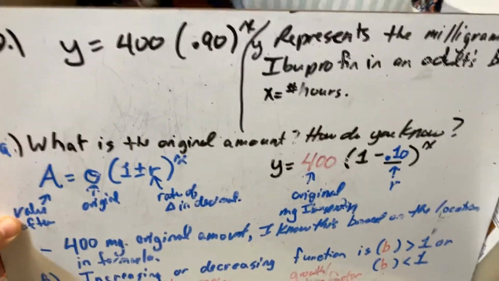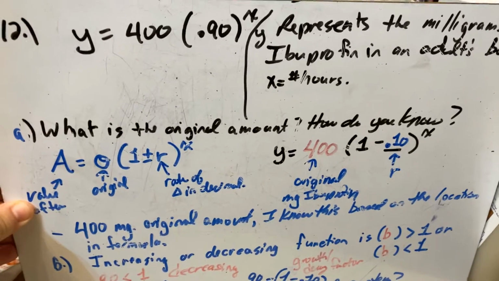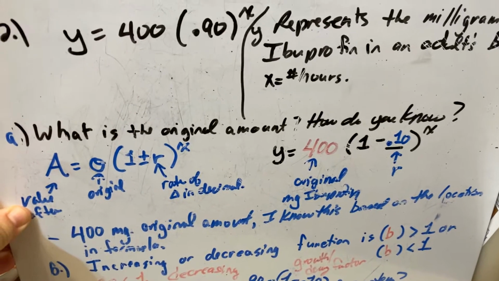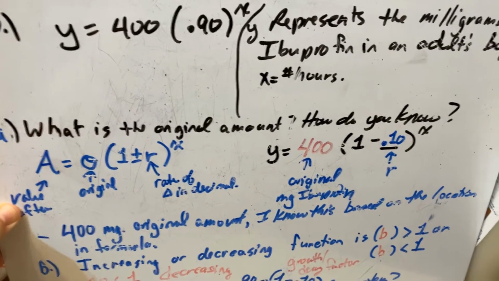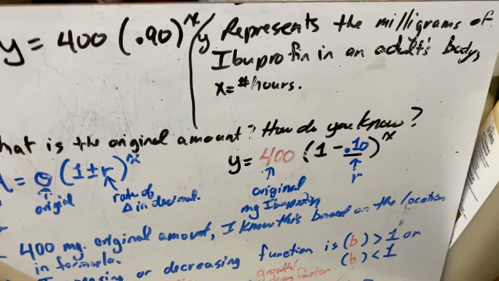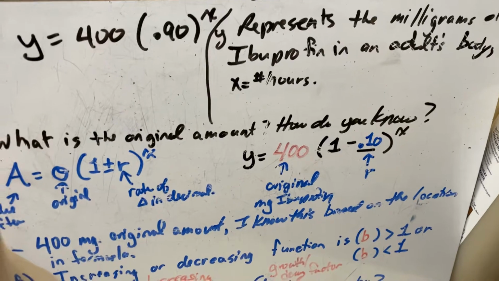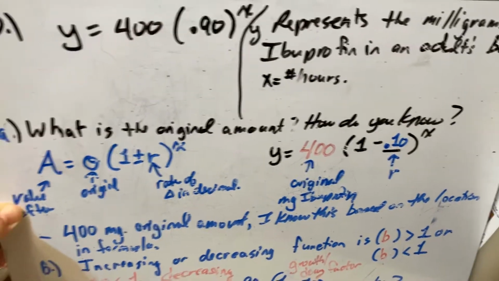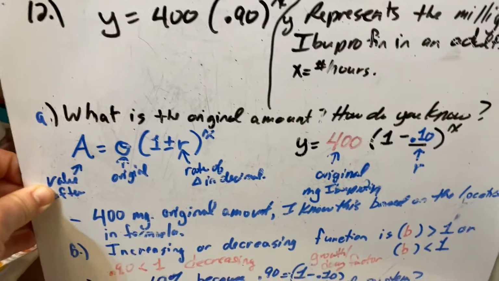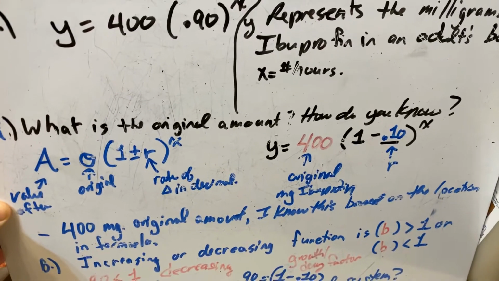Okay, number 12 is an open-ended short response. y equals 400 times 0.90 to the x power, where y represents the number of milligrams of ibuprofen in an adult body, where x equals the number of hours. So what do they want us to do? They want to know what is the original amount and how do you know?